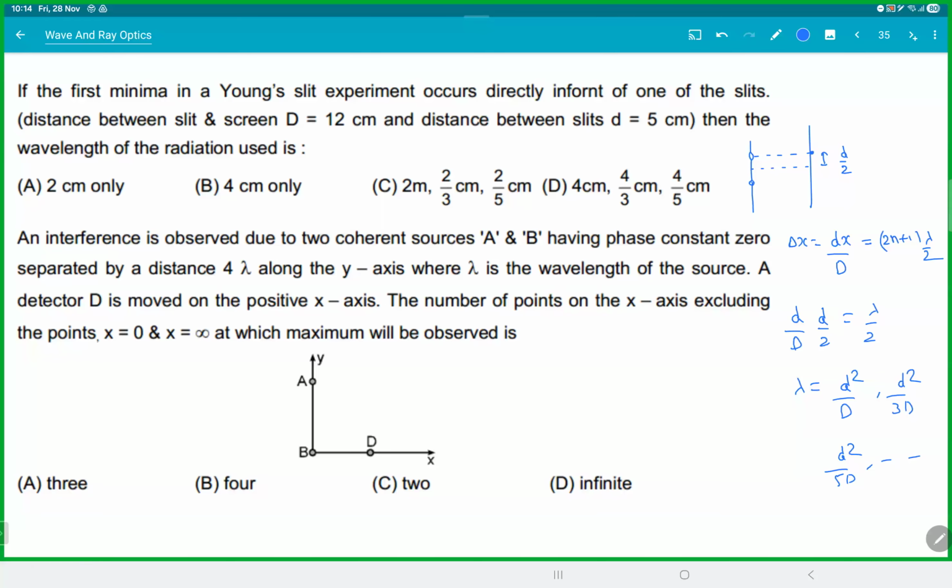And interference is observed due to coherent sources A and B having phase constant 0 separated by 4 lambda along the y-axis. The detector is moved on the x-axis. This is also the same story. So from here to here, the path difference delta x will be 4 lambda. When they go to infinity, the path difference will tend to 0. So it means you have somewhere here 3 lambda, 2 lambda, 1 lambda, 3 lambda, 2 lambda, 1 lambda. Infinities are not counted. He's anyway asking from 0 to infinity. That's 4. Easy?